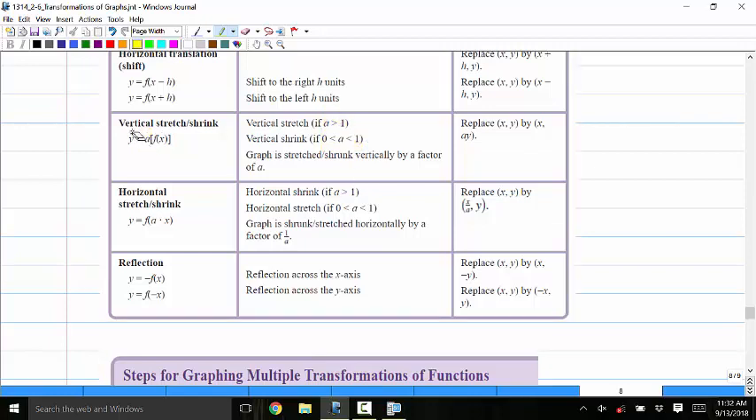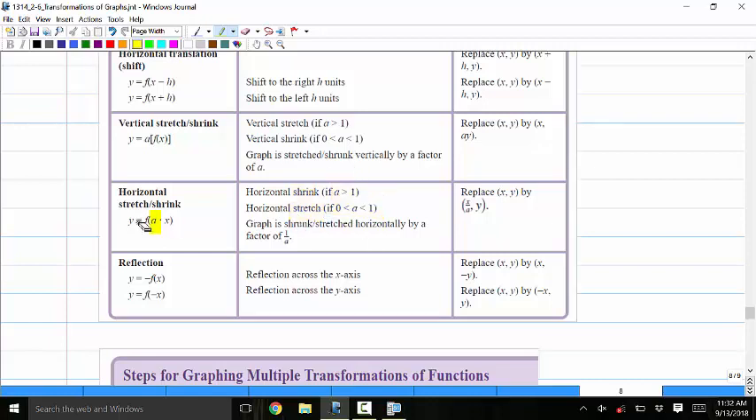If you did f of a times x, if a was bigger than 1, you had a horizontal shrink. If a was between 0 and 1, you had a horizontal stretch.